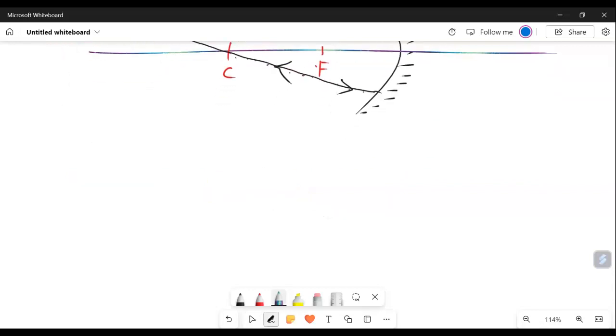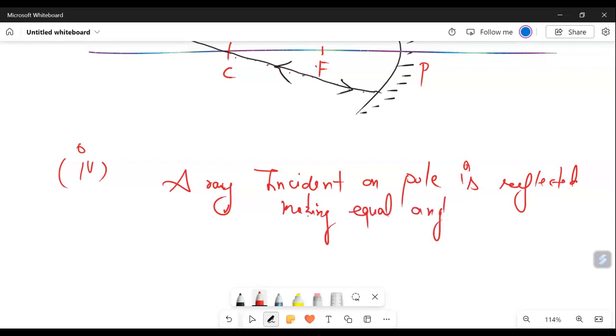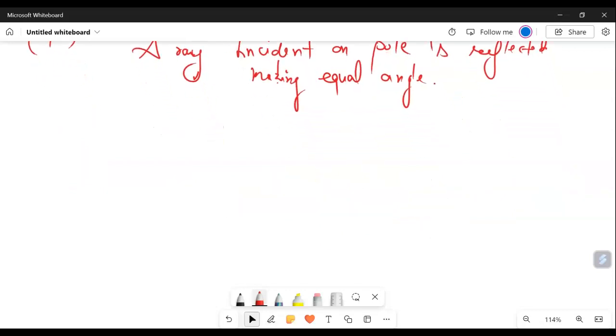The fourth rule you need to remember is very important. Fourth rule is: a ray incident on the pole, this is your pole, is reflected making equal angles. How is it possible? Very simple, because the line passing from the center of curvature joining the aperture is nothing but the normal. So this is also an application like that.